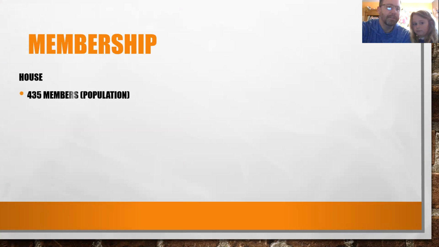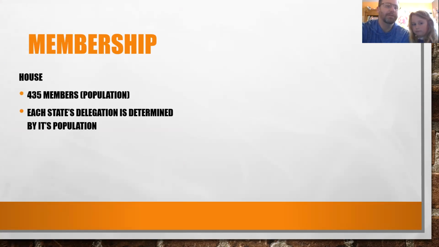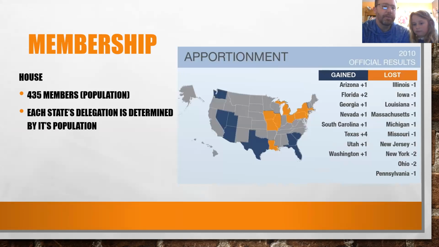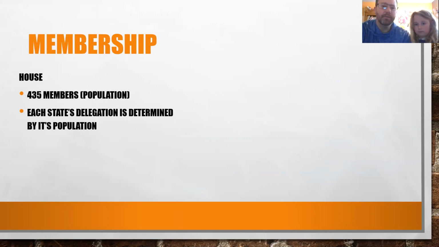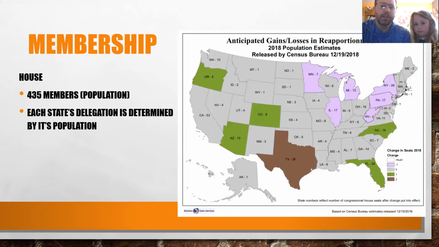Okay, so there's 435 members in the House, and it's all based on the population of the state. So every 10 years when we take our census, we determine if a state is losing or gaining members in the House. And as you can see, in 2010, the population of Illinois decreased from 2000 to 2010, and Illinois lost one member of Congress. Right now, as we go into the next census of 2020, it looks like we're going to possibly lose another member of the House because our population has decreased again.